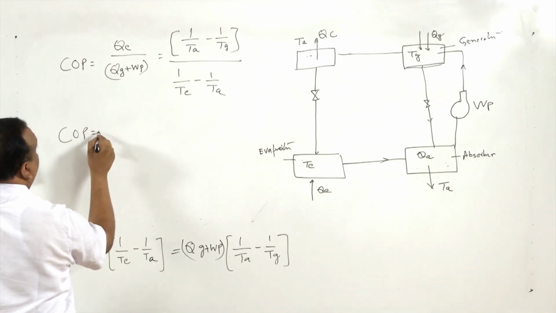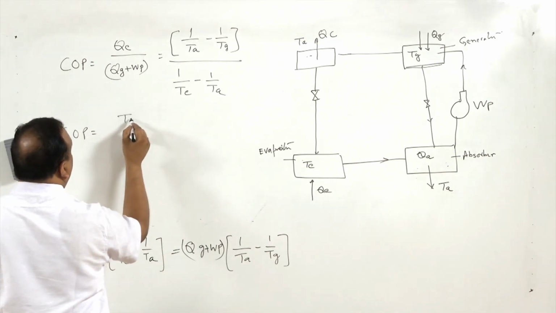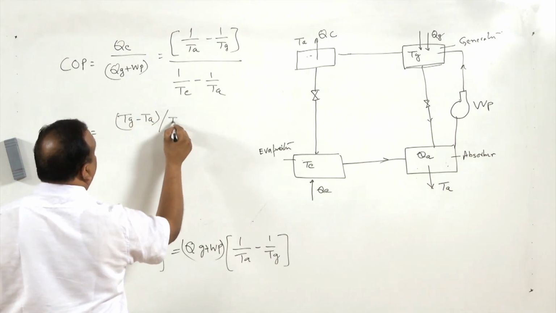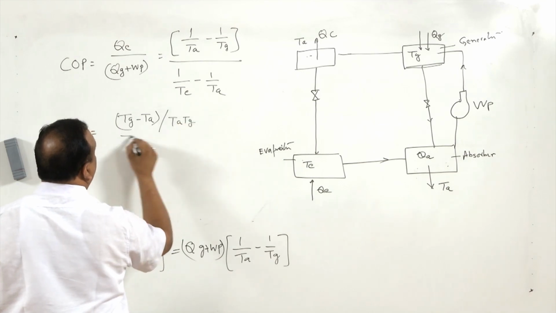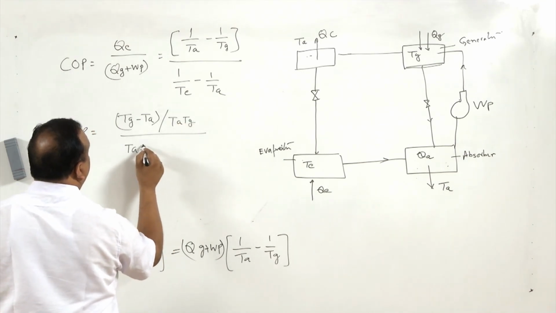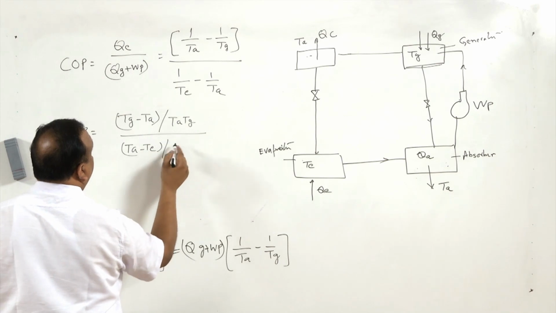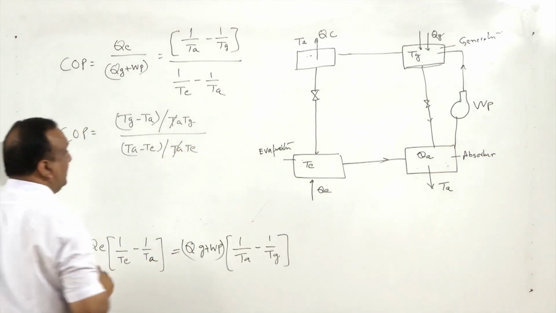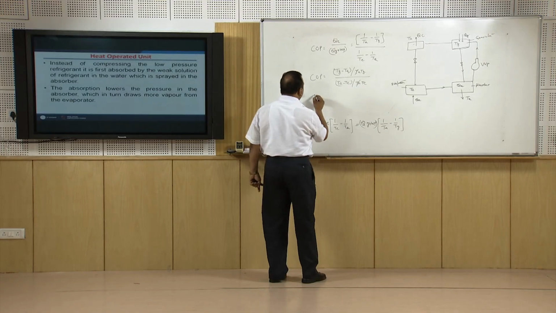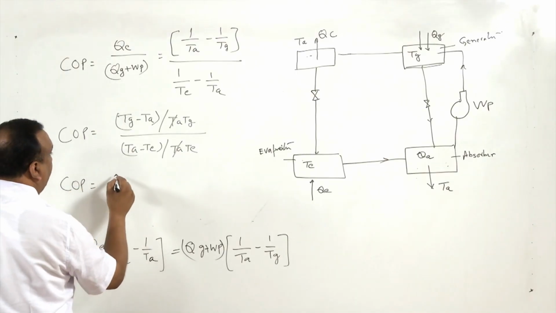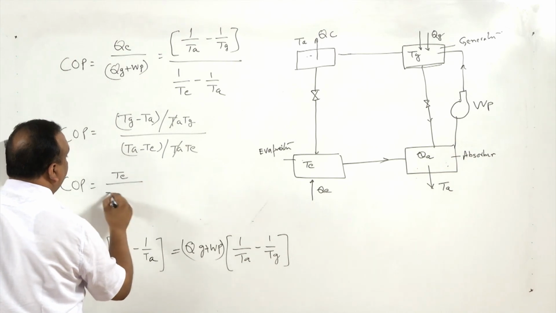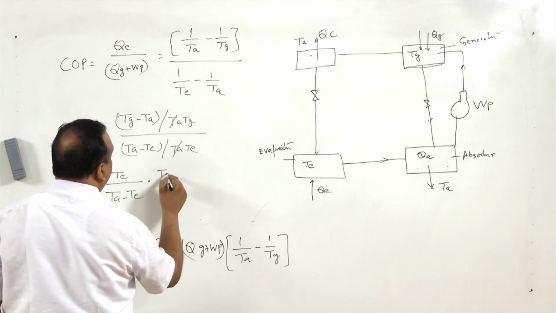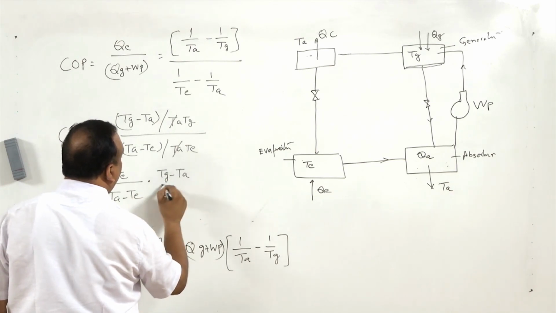And COP is going to be equal to TG minus TA divided by TA TG, over TA minus TE divided by TA TE. So, this can be cancelled, and COP of the system we can write as TE divided by TA minus TE multiplied by TG minus TA upon TG.